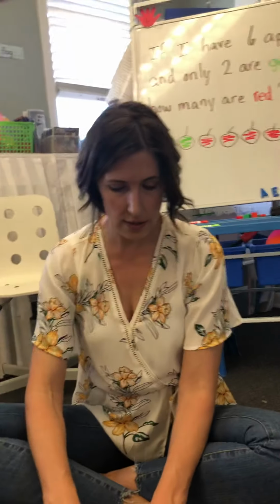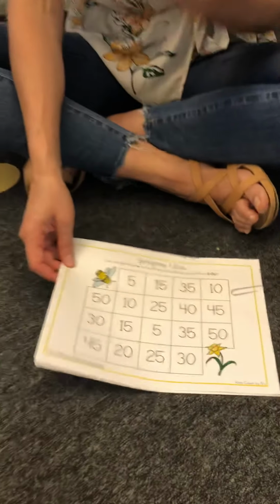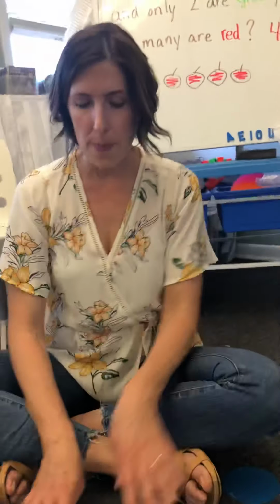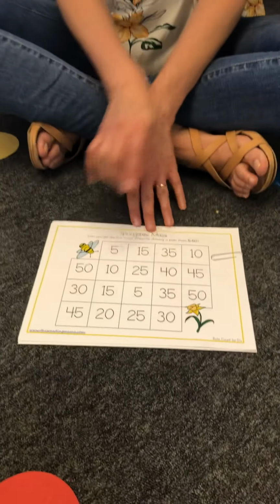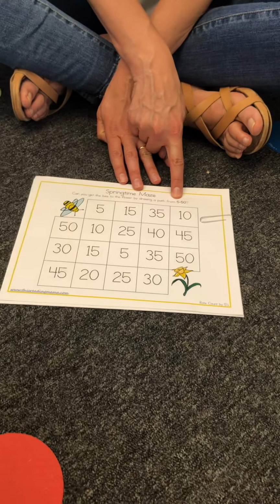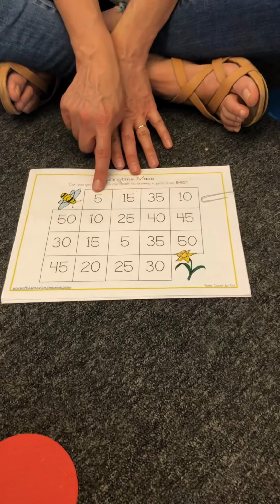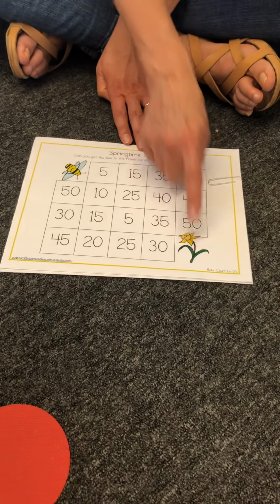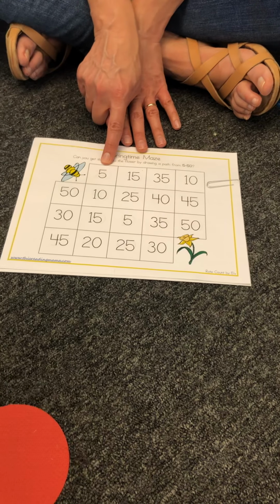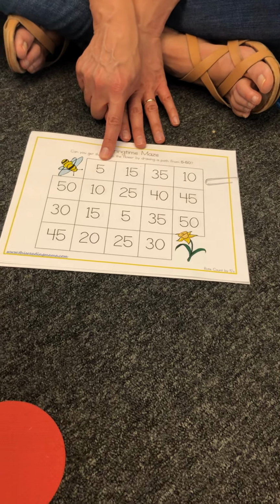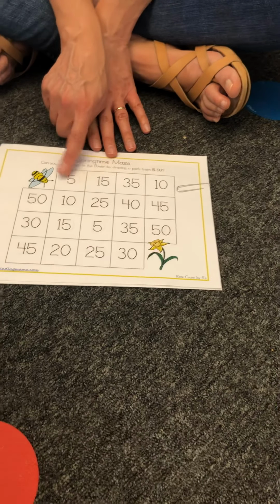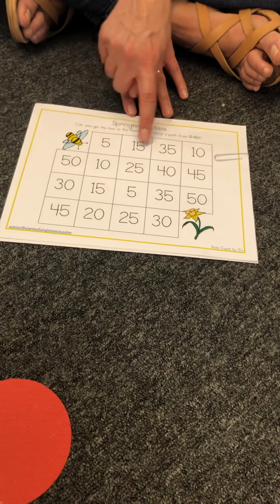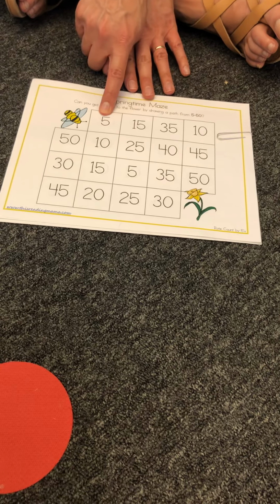And then in that same packet, there was a maze that looked like this. I know you did a maze last week, but this one's a little bit different. You're counting by 5s. So you're gonna start here at the 5, because you wanna get the bee down here to the flower, and you're gonna count by 5s. So you gotta think to yourself, if you're counting by 5s, what's your next step? Do you need to go to the 10, or do you need to go to the 15?